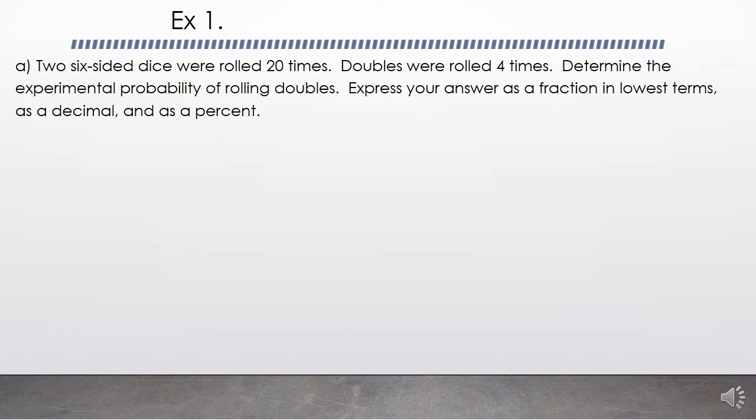So our first example, 2 6-sided dice were rolled 20 times. Doubles were rolled 4 times. Determine the experimental probability of rolling doubles. You're going to express your answer as a fraction, decimal, and a percent.